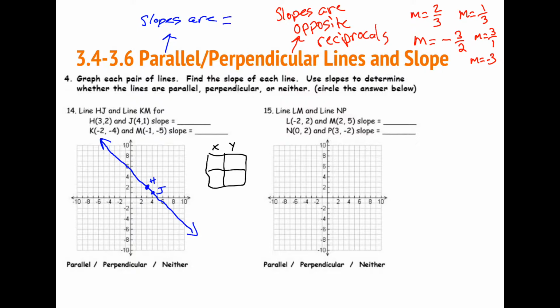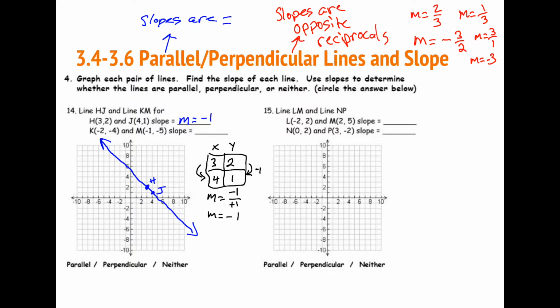So there's my slope box. So H is going to be (3, 2). J is (4, 1). So I can see that my change of y is going to be -1. I'm going to go down 1 to get from 2 to 1, subtract 1. And my change of x to get from 3 to 4, I'm going to add 1. So my slope of that is going to be -1. Remember, 1/1 is just 1. So my slope is -1.